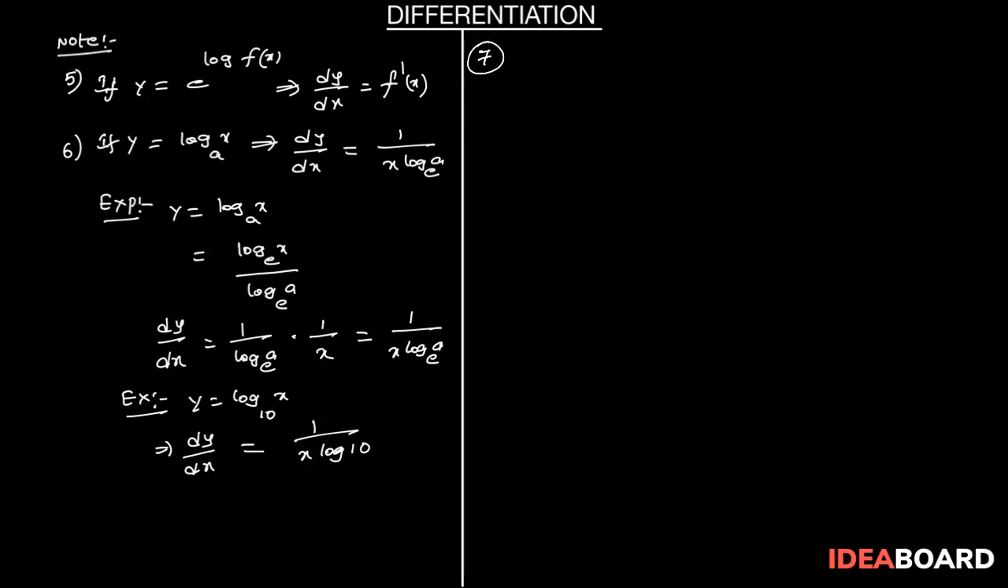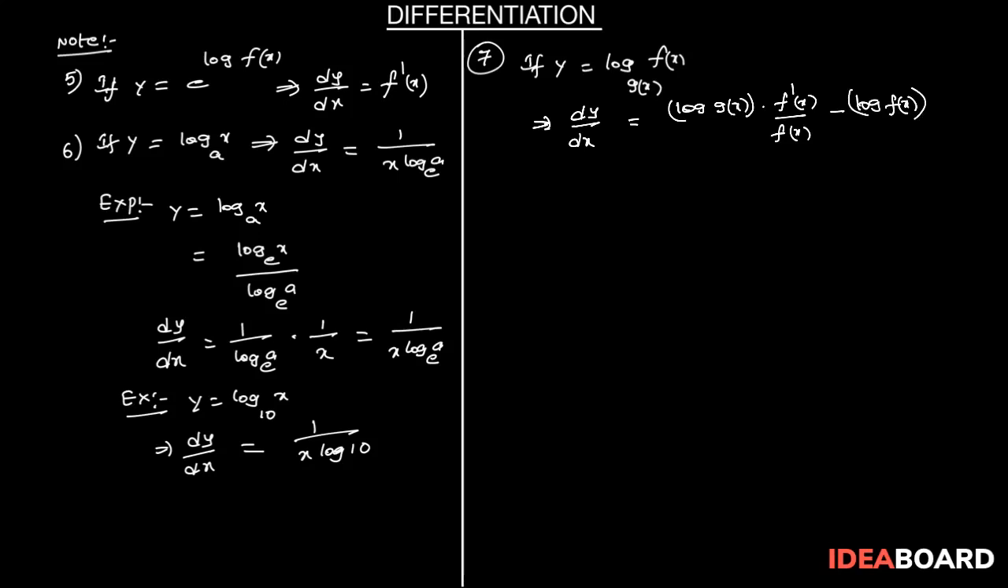Seventh point. If y = log of f(x) to the base g(x), here f(x) and g(x) are two functions in x, that implies dy by dx equals log of g(x) into f dash of x by f(x) minus log of f(x) into g dash of x by g(x), divided by log of g(x) whole square. Explanation.